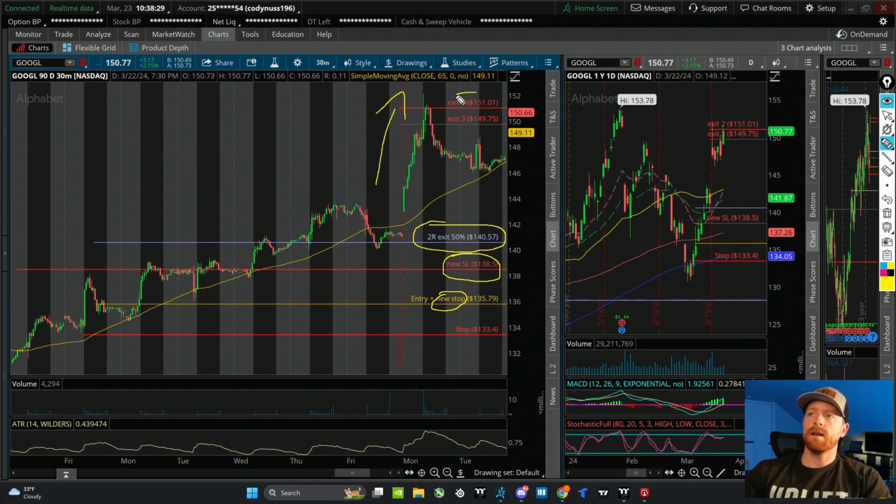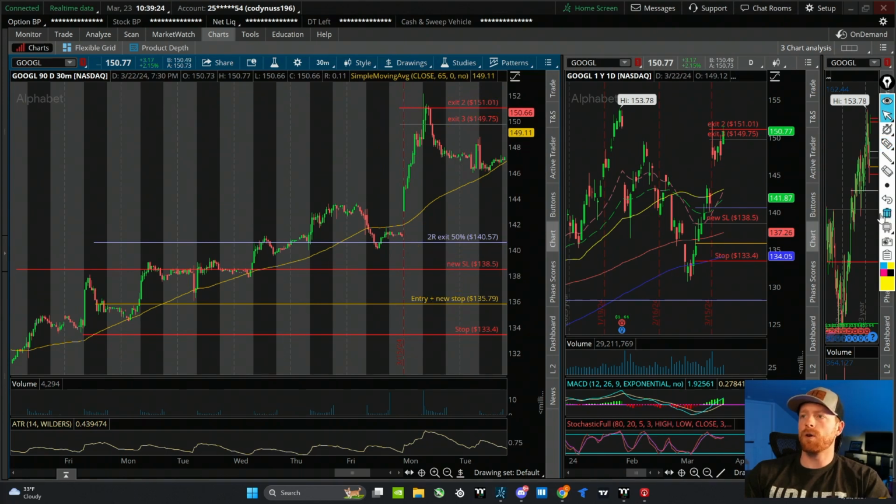So I exited another 25 shares up at 151.01. So I paid attention to the position a little bit longer, and I seen that it couldn't find any more buyers. It already went up over 5%. So I got out of the rest of the trade at 149.75.